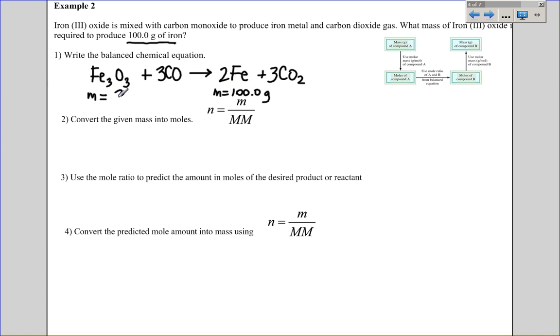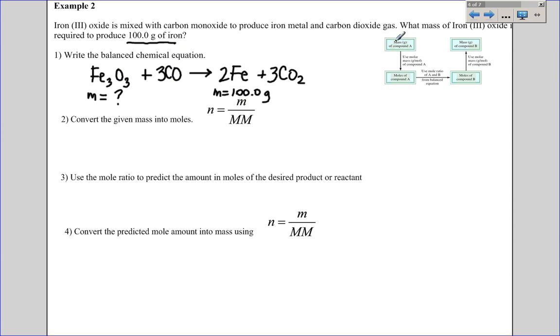And what I'm trying to find is the mass of the iron oxide. So in our previous example, we were given information about a reactant, and we were being asked about other reactants or the products. But as you'll see here, we can start with anything. So we can start with the product. We know how much product we want, and we want to work backwards to see how much reactant we're going to require in order to produce that.